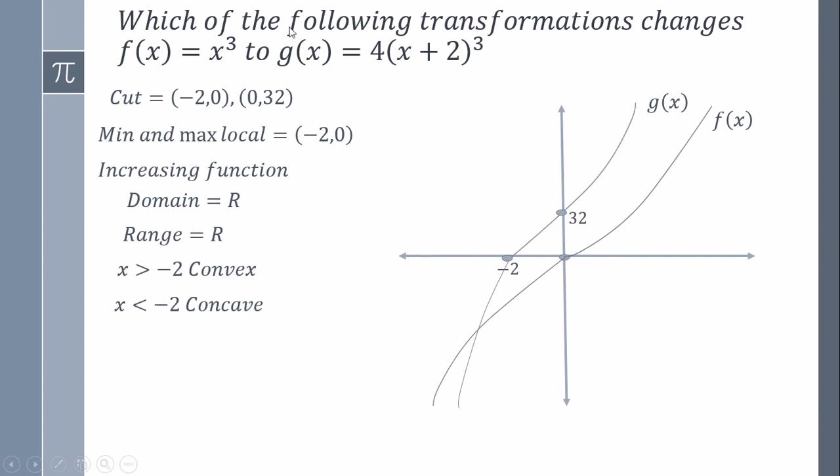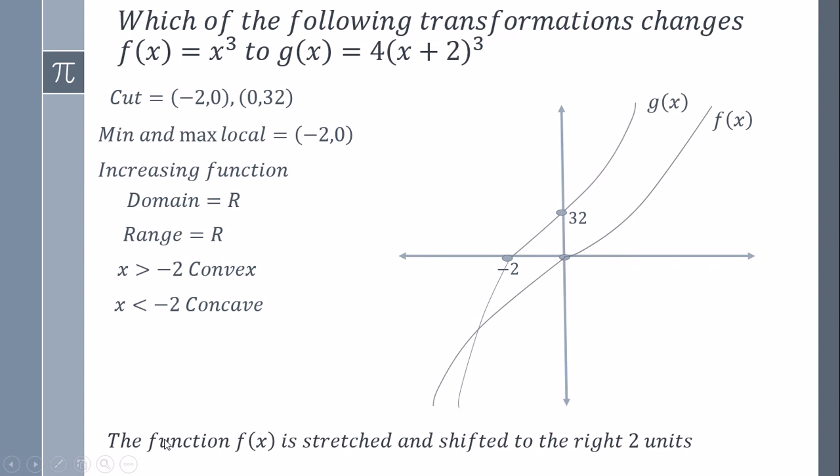Okay, so what is the conclusion? Which is the following transformation changes? So this is the answer. The function f of x is stretched, as you see, and shifted to the right 2 units. If you see 2, it's going to be 2 units shifted, and it's going to be stretched. So this is the conclusion.